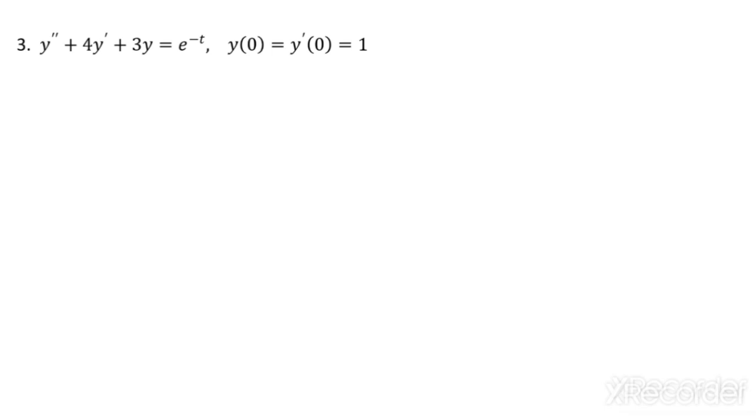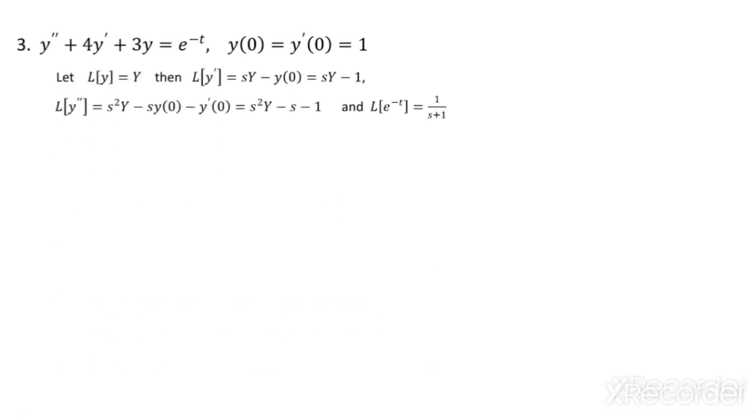Y double dash plus 4y dash plus 3y equal to e power minus t, with y of 0 and y dash of 0 given as 1. Initial step I hope you can write. It is simple. Apply all those results and meanwhile substitute the conditions, y of 0 and y dash of 0 is 1.